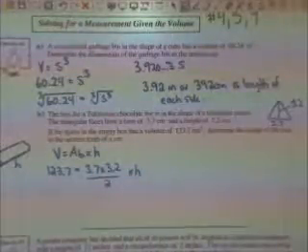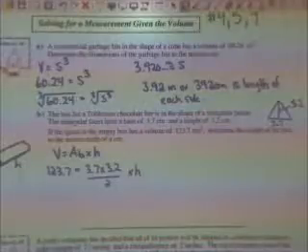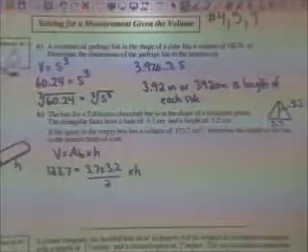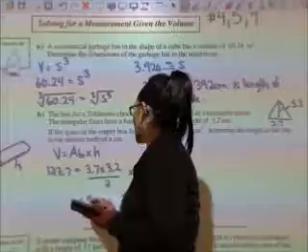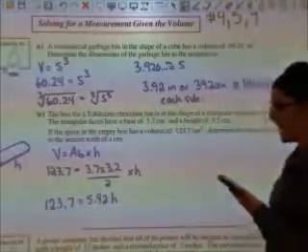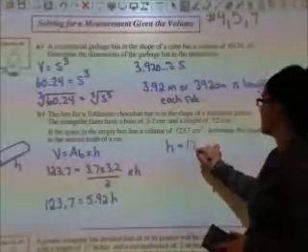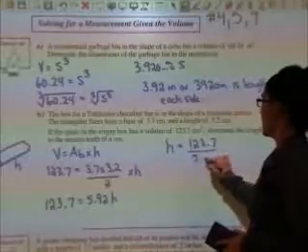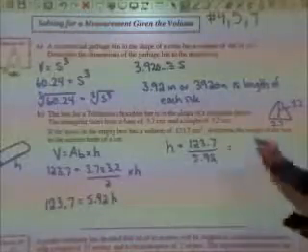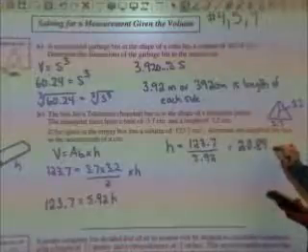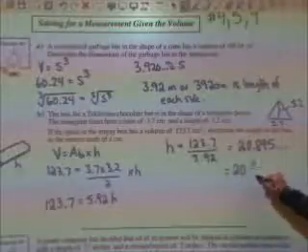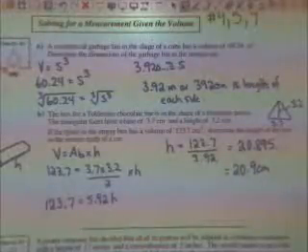I get, where's my calculator? See if you can figure it out. 3.7 times 3.2 divided by 2, and I get 5.92. To get h by itself, I divide both sides by 5.92. And I get 20.895. So to the nearest tenth would round this up to 20.9 centimeters. That would be the length of the Toblerone bar.